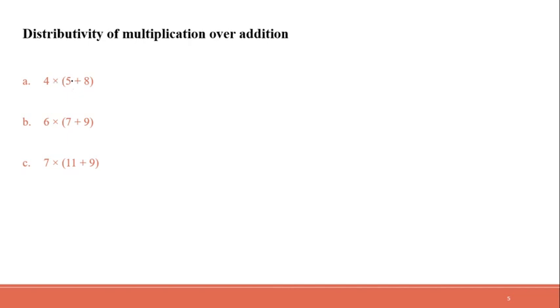It is written 4 into bracket start 5 plus 8 bracket close. What does it indicate? It indicates 4 into 5 plus 4 into 8. That means 4 into 5 is 20 plus 4 into 8. What is 4 into 8? It is 32. Right? If I add these two, what will I get? 20. This 2 here and 0 here. If I add 2 and 0, I'll get 2. If I add 3 and this 2, I'll get 5.